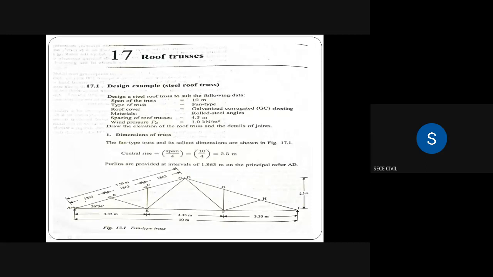So the purlins are placed at 1.863 meter intervals, or 1863 mm. So this is a purlin member. Similarly, this one also is a purlin member. Here also, at G point and H point, we have the purlin member.